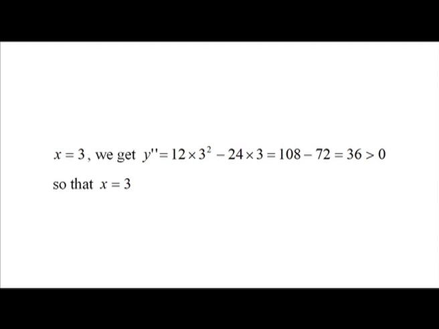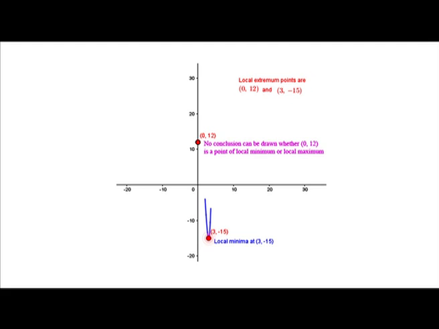At x is equal to 3, we get y double dash is equal to 12 into 3 square minus 24 into 3, which is equal to 108 minus 72 equal to 36, which is positive. So that x is equal to 3 is a local minimum. However, at x is equal to 0, y double dash is equal to 0, and hence we cannot draw the conclusion whether x is equal to 0 is a local maxima or minima.